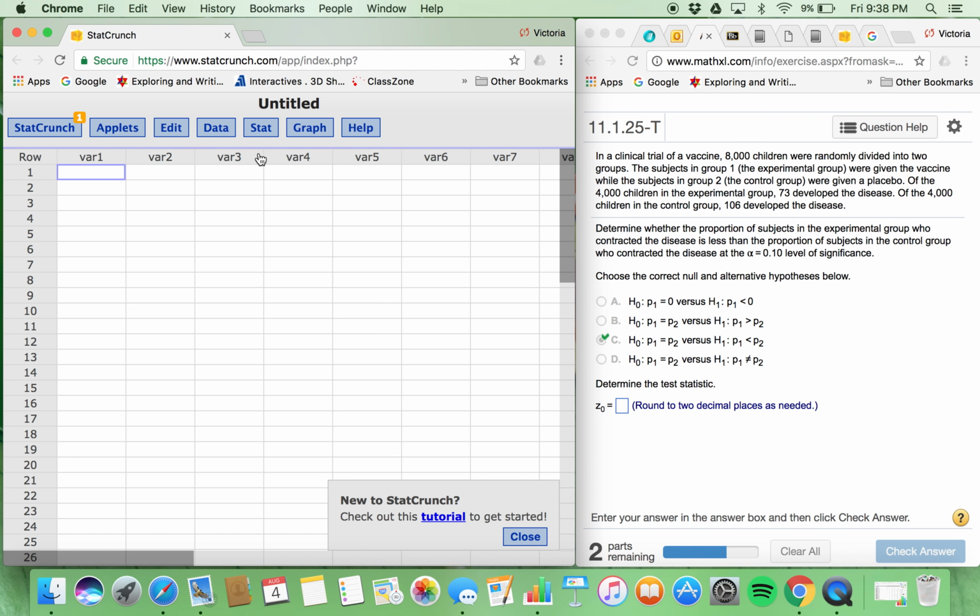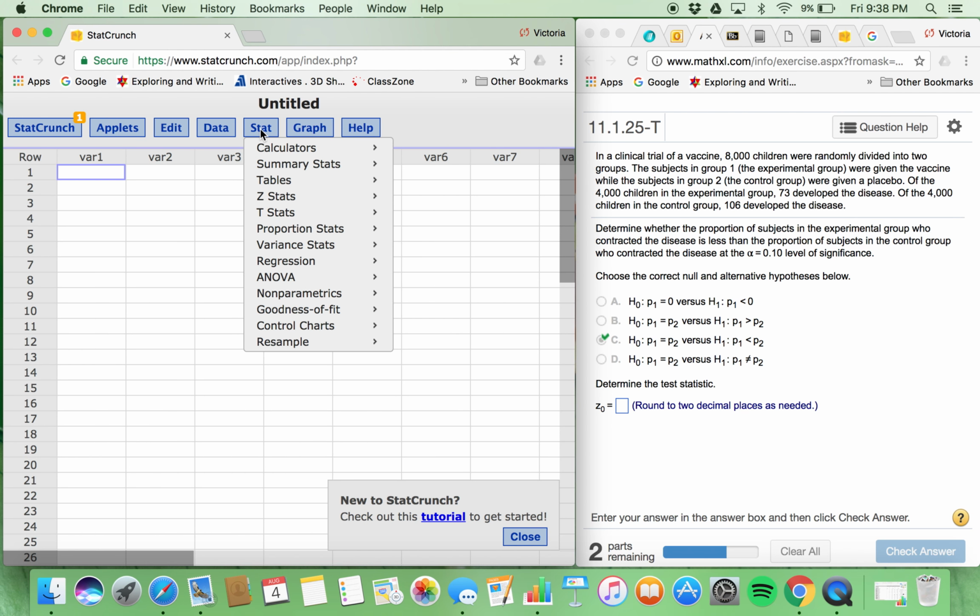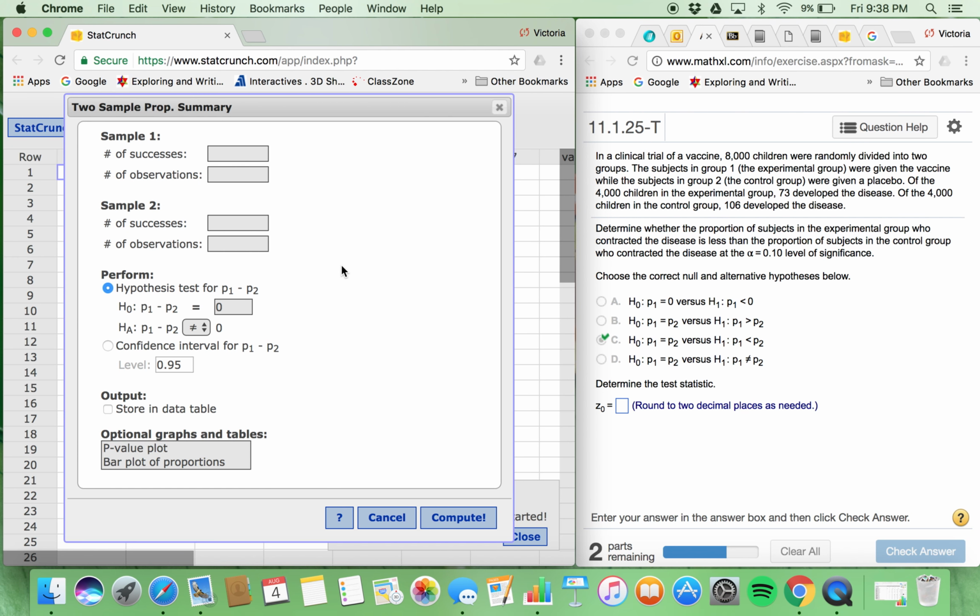So for the hypothesis test, you're going to do stat. Again, we're doing proportion stats because we're dealing with proportions here. And we're doing two sample. And again, we only have a summary. We don't have all of the data. So we're going to do a summary. So we're going to put all this in like we did before.